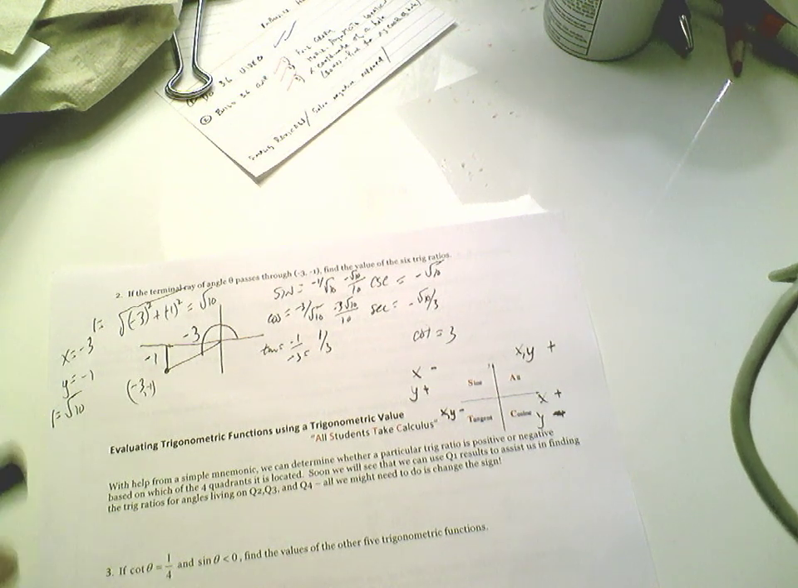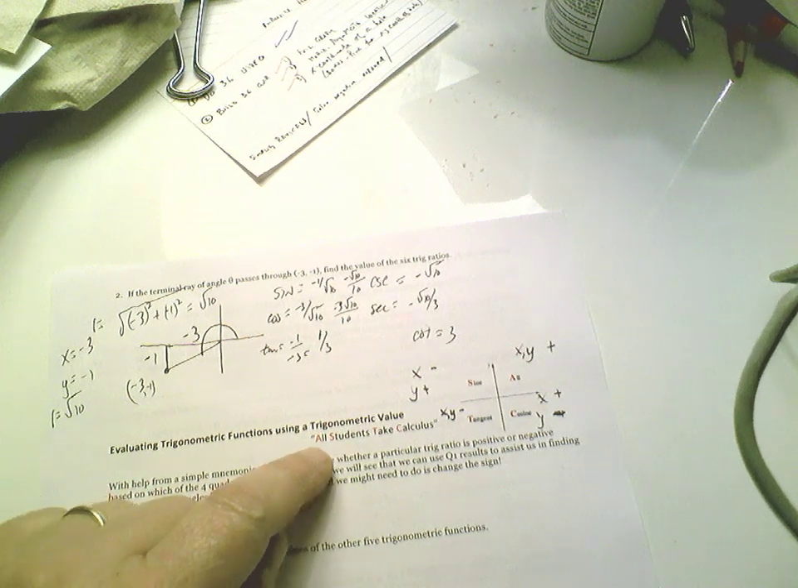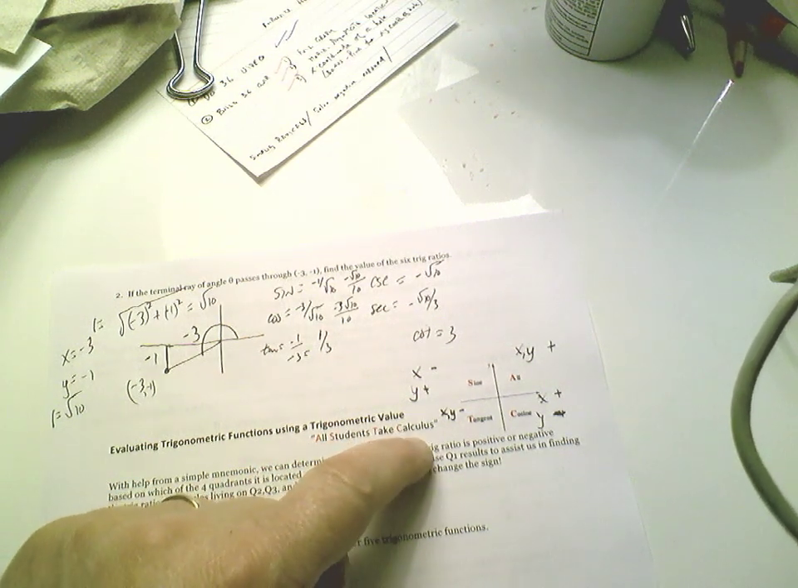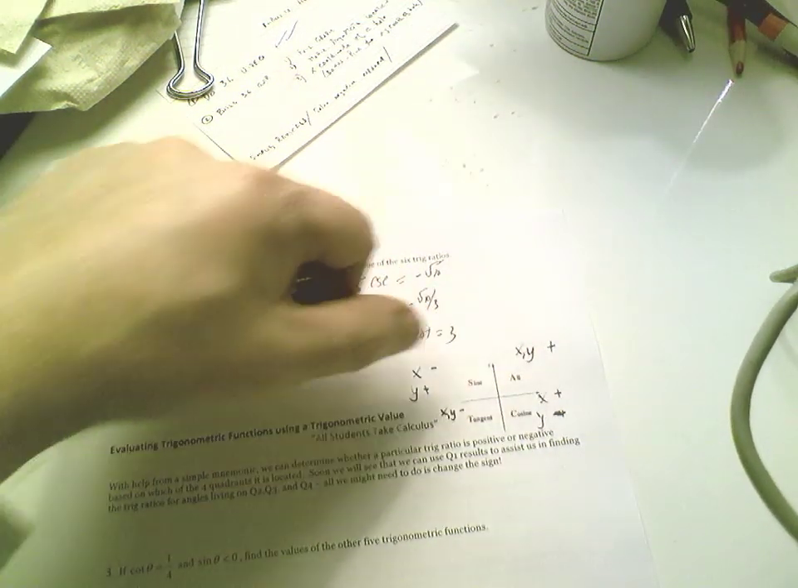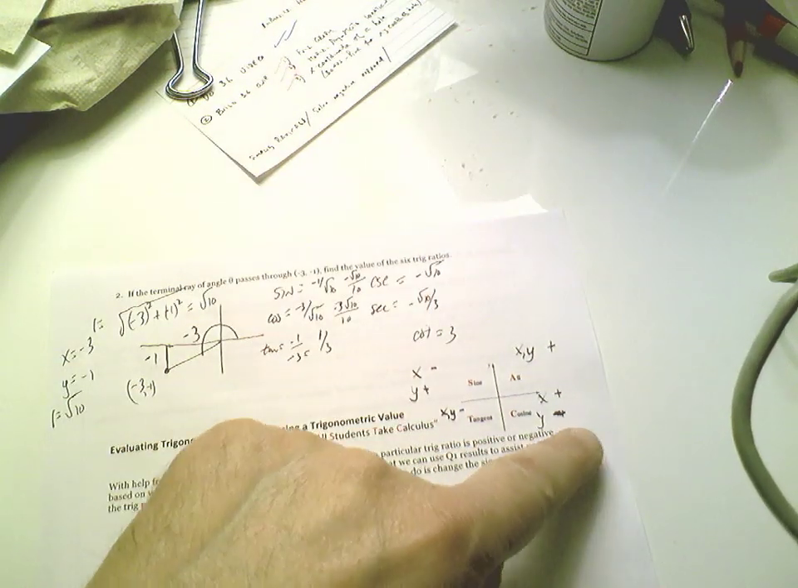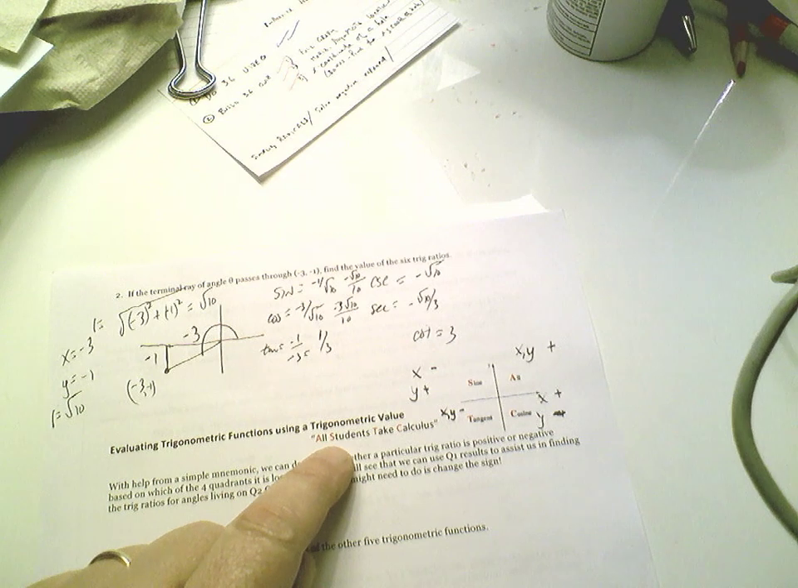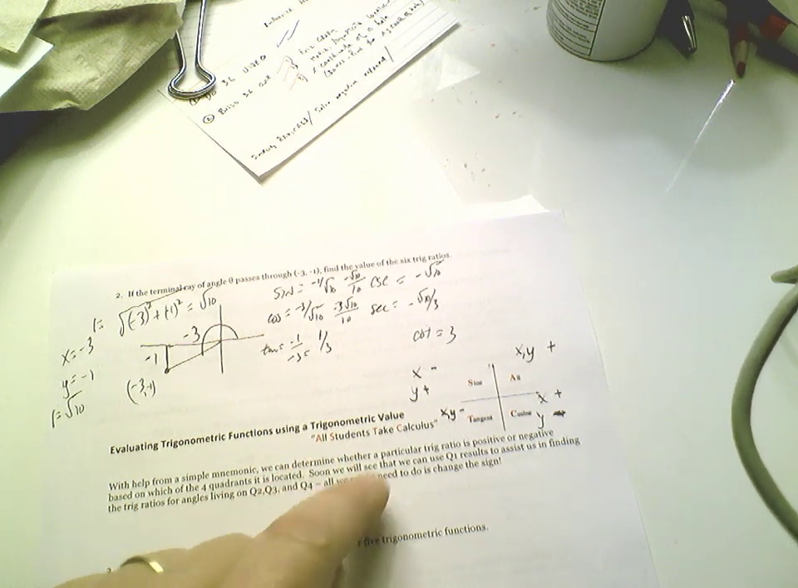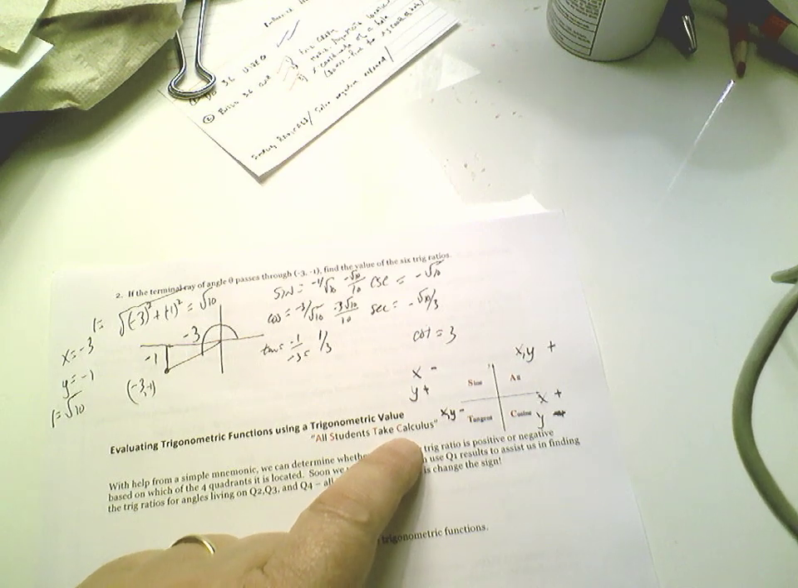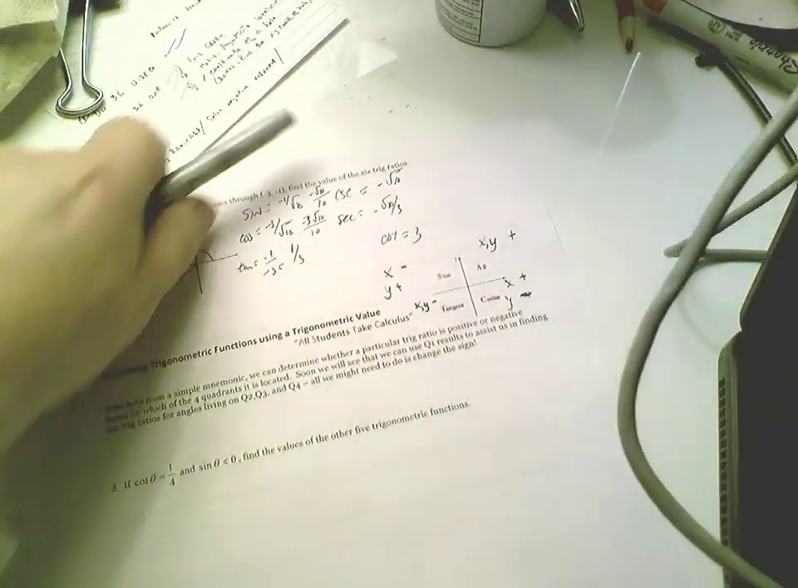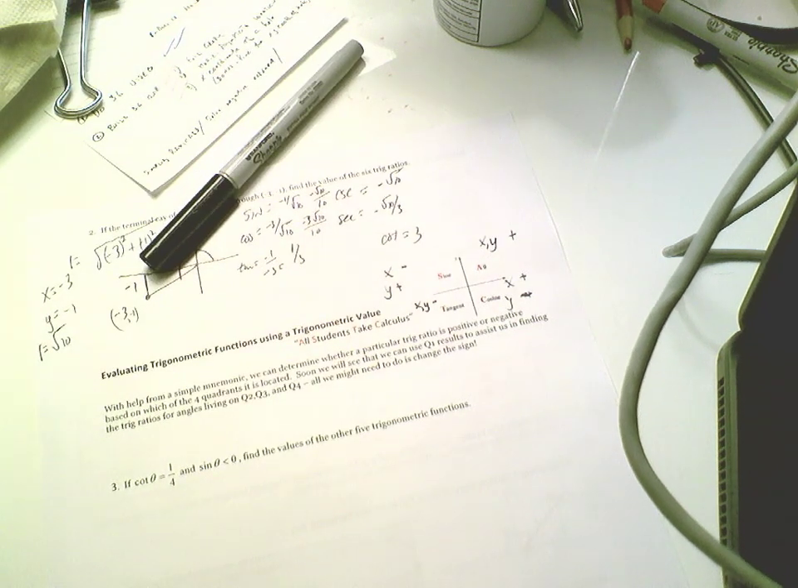Another nice way you can remember this is a mnemonic. All students take calculus. Quadrant 1, all positive. Quadrant 2, sine positive. Quadrant 3, tangent positive. Quadrant 4, cosine positive.